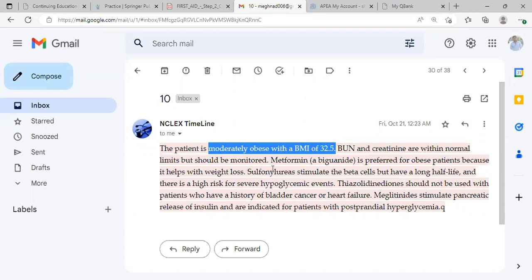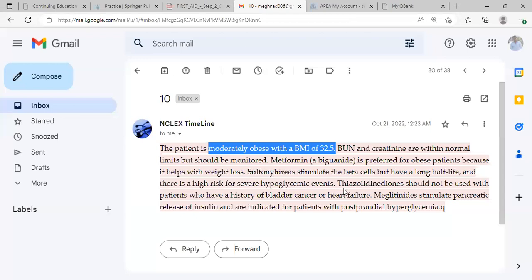There are so many females with weight gain who have PCOS, polycystic ovarian disease, and they need to reduce their weight. We give them metformin, even if patients do not have diabetes, because metformin is a drug of choice. Sulfonylurea stimulates the beta cell but has a long half-life, and there's a high risk for severe hypoglycemic events. So metformin is better than sulfonylurea, because with sulfonylurea the patient has a chance of a hypoglycemic condition.